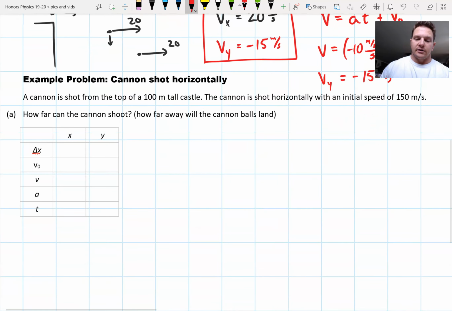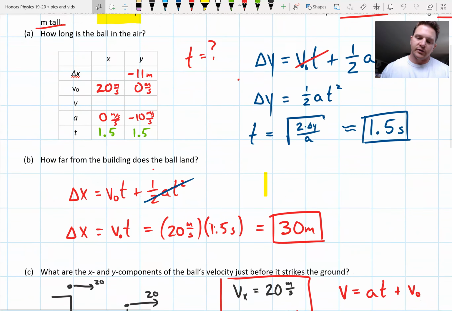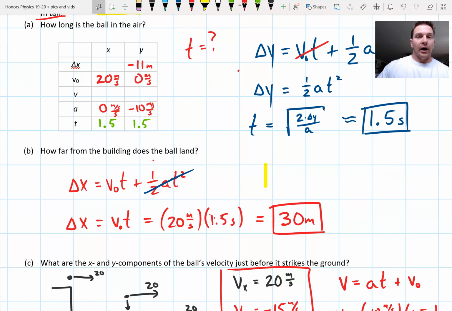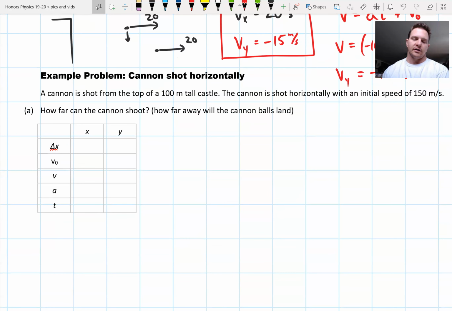All right. For the next example, it's kind of all this stuff wrapped up together, because this was giving you pieces of the puzzle: how long is it in the air? How far does it go? The next example is asking you just the last part. How far does it go? So you've got to fill in the gaps between.